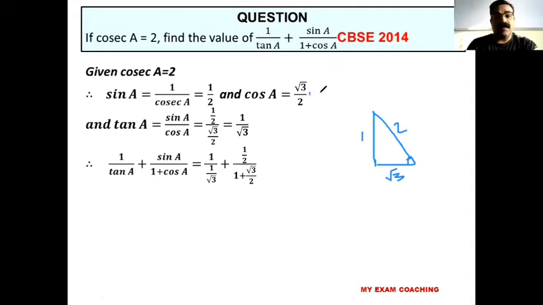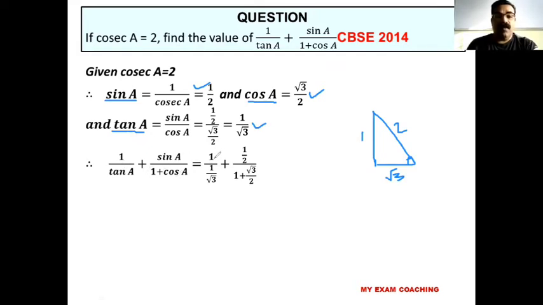We got the value of cos A, we got the value of sin A, and if we know the value of sin A and cos A, we can find out the value of tan A also. Tan A is equal to sin A by cos A. So 1 by 2 divided by root 3 by 2, we got 1 by root 3. So we got the value of sin A, cos A and tan A. What we need to find out? We need to find out 1 by tan A plus sin A by 1 plus cos A.